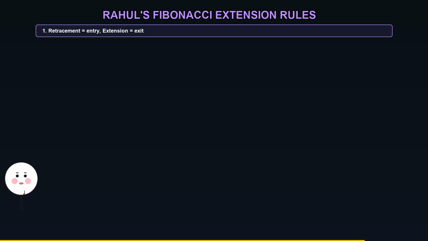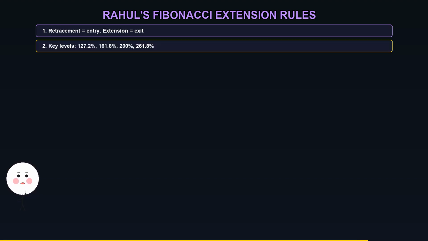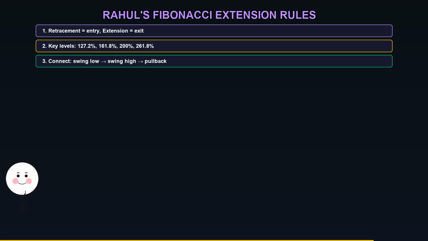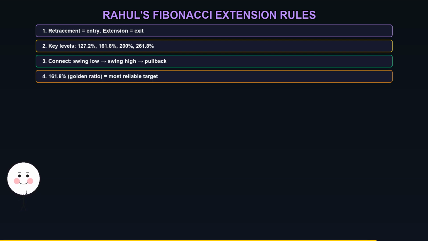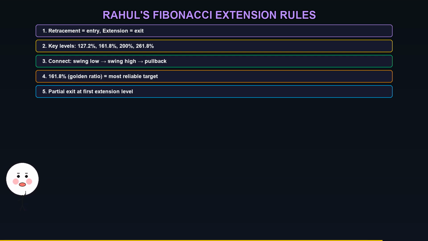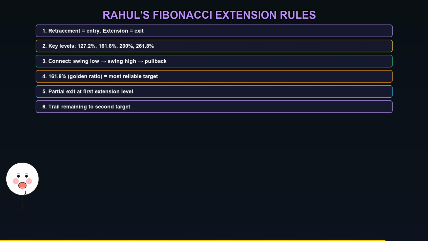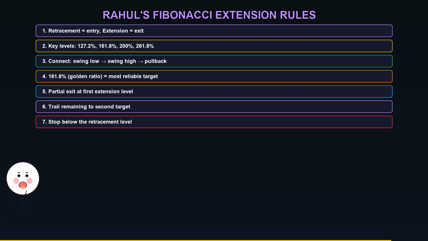Rahul's Fibonacci extension rules. 1. Retracement tells you where to enter. Extension tells you where to exit. 2. The key levels are 127.2, 161.8, 200, and 261.8%. 3. Connect swing low to swing high to pullback low. 4. 161.8 is the golden ratio, the most reliable target. 5. Use partial exits at the first extension level. 6. Trail remaining position to the second target.